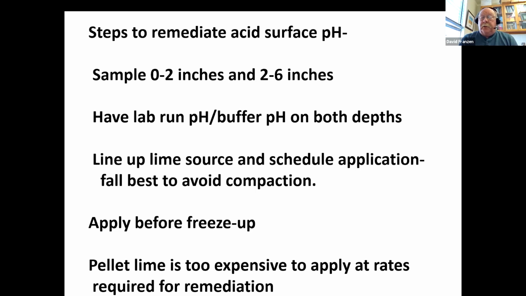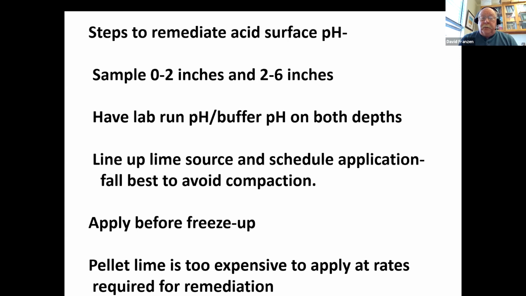You need to line up your lime source. You need to schedule the application, do it in the fall to avoid compaction, and to have it react a little bit before you seed in the spring. You have to apply before freeze up because, again, this stuff has water in it and it's going to be unspreadable if those temperatures get into the teens.